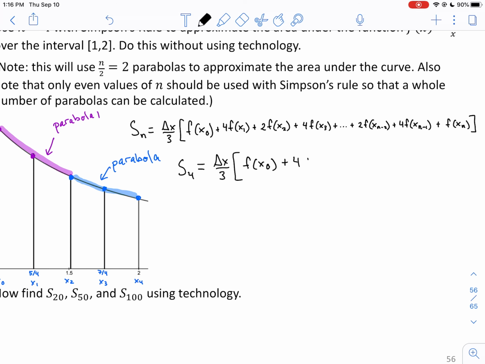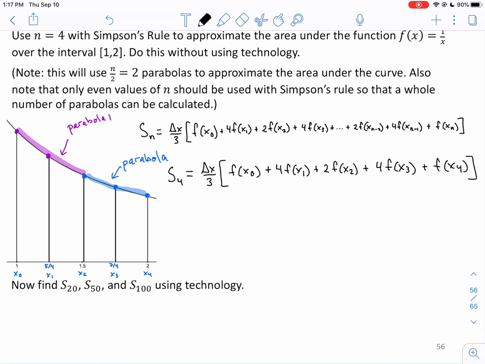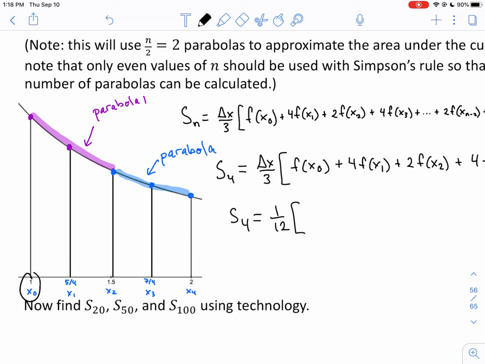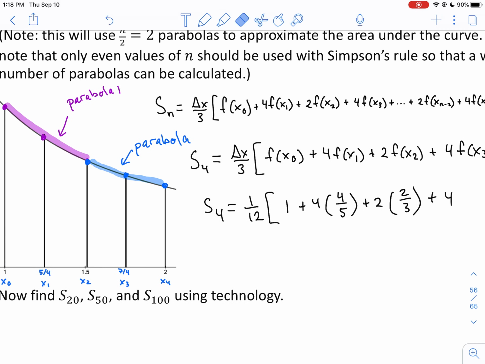So we're going to have 4 copies of plugging in x1. Then we're going to have 2 copies of using x2, so plug x2 into the function. Then we're going to have 4 copies of using x sub 3. And now we're down to the last one, and the last one will just be 1 copy of f of x sub 4. All right, so delta x was a quarter, and a quarter divided by 3 is a 12th. F of x naught, so x naught is the 1, plug that into the function. Invert 1, you get 1 still, plus 4 times. Plug 5/4 into the function, invert it, you get 4/5, plus 2 times. Plug x2 into the function. Remember that was 3/2 or 6/4, and invert it, so you get 4/6 or 2/3, plus 4 times, and now let's plug in x sub 3.